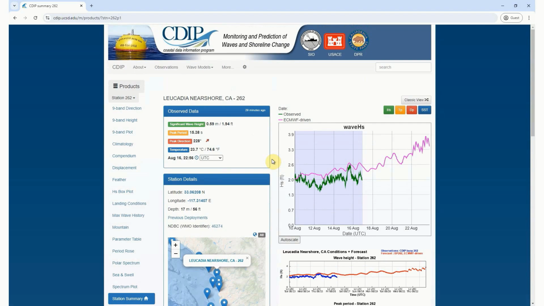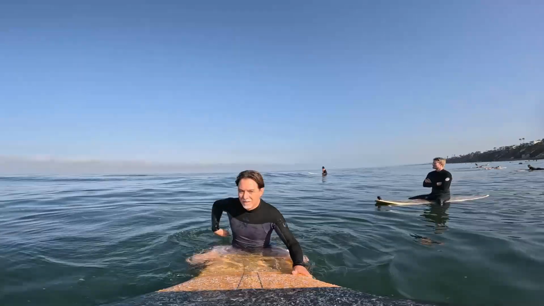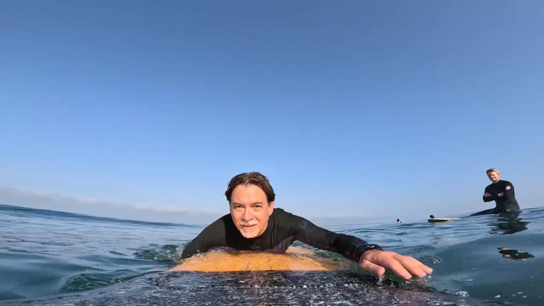Now we can actually go in and look at what surfing these waves actually looks like on that particular day. Maybe.